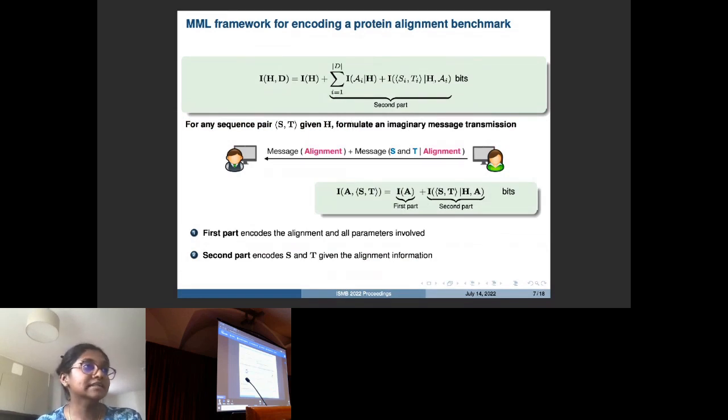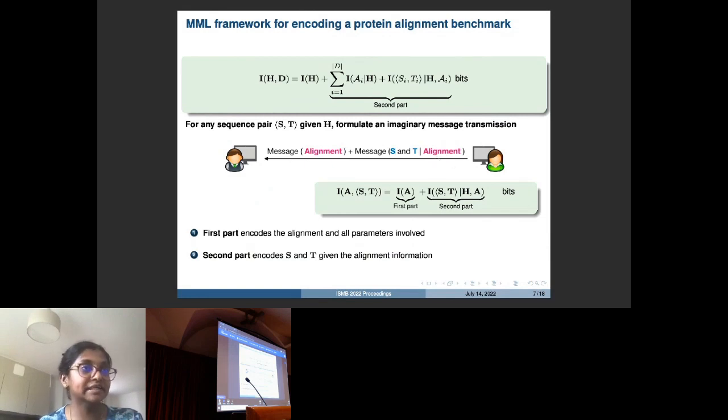In the second part, it's actually where we have to encode each and every sequence pair which is aligned. So each encoding of an alignment can be taken as another MML formulation. So it's a nested MML formulation here. The first message is where we have to send the alignment information, and then we have to send the sequence data, given this alignment information.